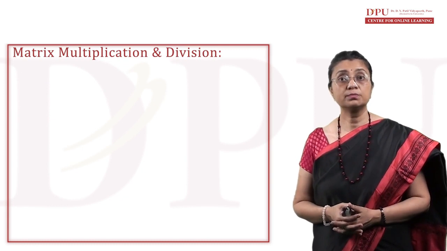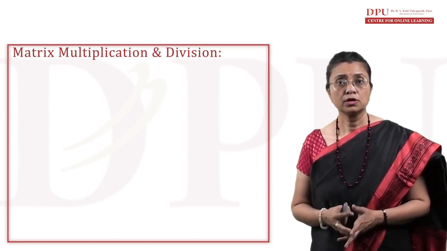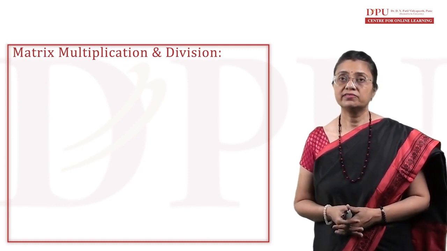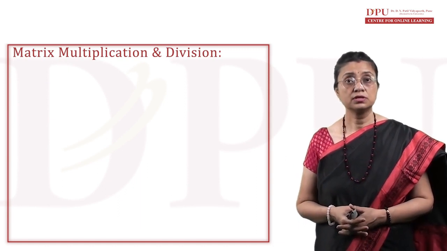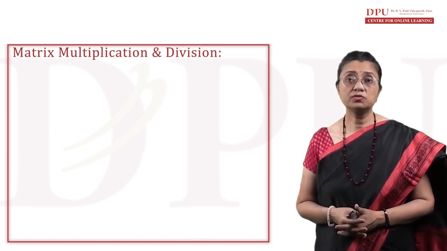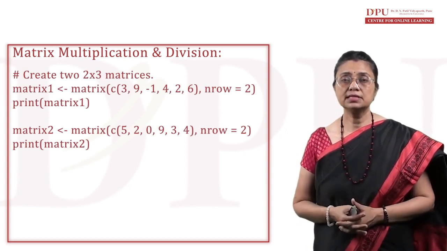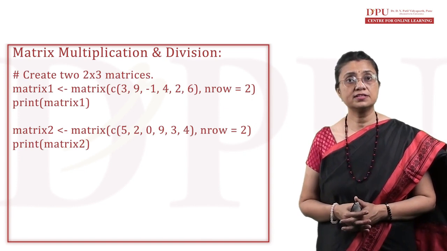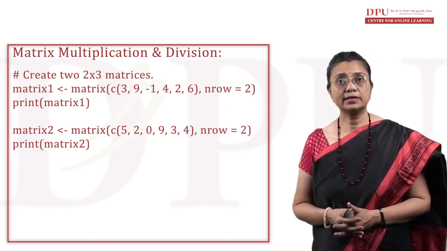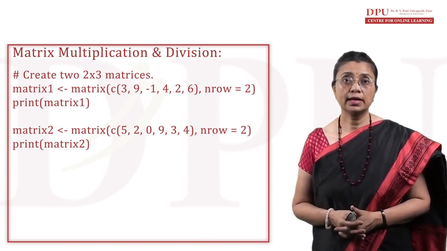Next, we have matrix multiplication and division. So students, we have seen matrix multiplication and division in mathematics, and now we will see how we can do this in R programming. As you can see in the code over here, again we have created two matrices of size 2 by 3, and their names are matrix 1 and matrix 2.